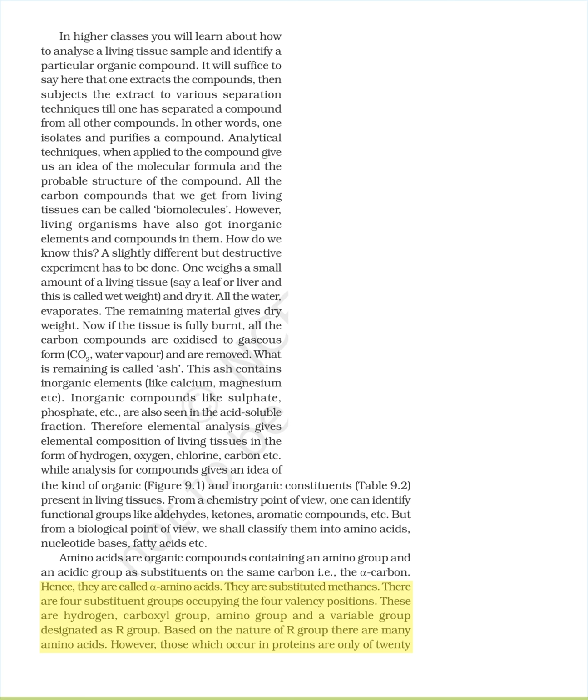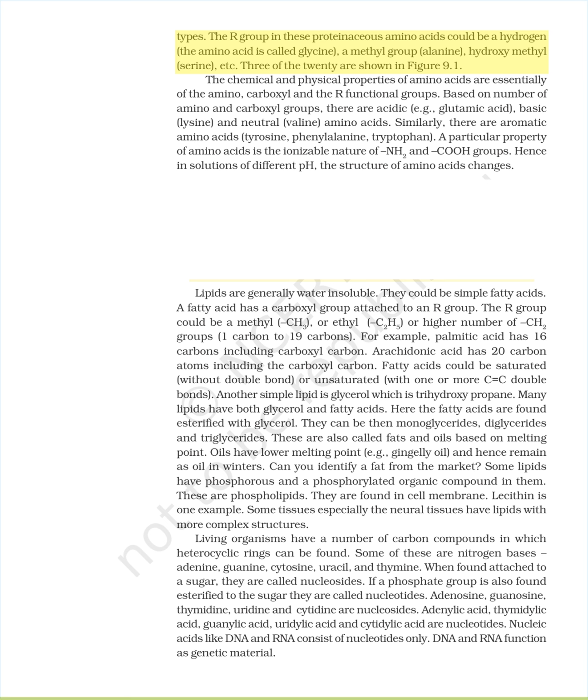Based on the nature of the R group, there are many amino acids. However, those which occur in proteins are only of 20 types. The R group in these proteinaceous amino acids could be a hydrogen. The amino acid is called glycine, a methyl group, alanine, hydroxymethyl, serine, etc. 3 of the 20 are shown in figure 9.1. The chemical and physical properties of amino acids are essentially of the amino, carboxyl, and the R functional groups.